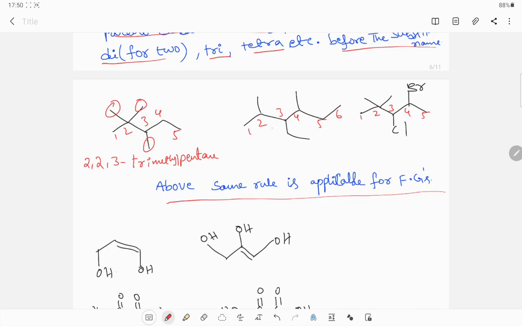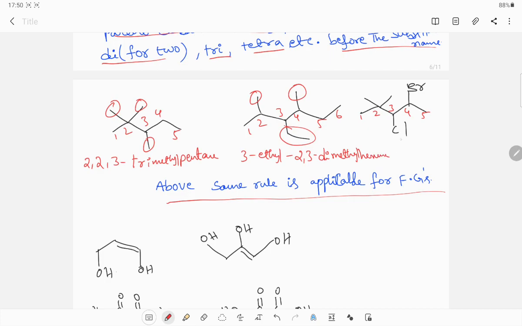Next come here, methyl, ethyl, methyl are there. Now according to alphabetical order, 3-ethyl comes first, 3-ethyl. Now next, 2,3-dimethyl. Di means two methyl groups, dimethyl hexane.